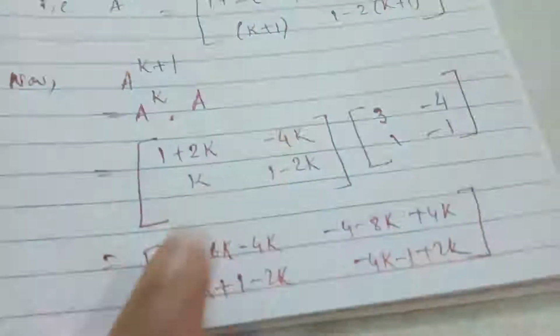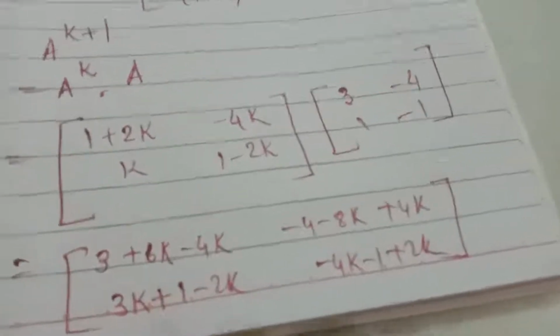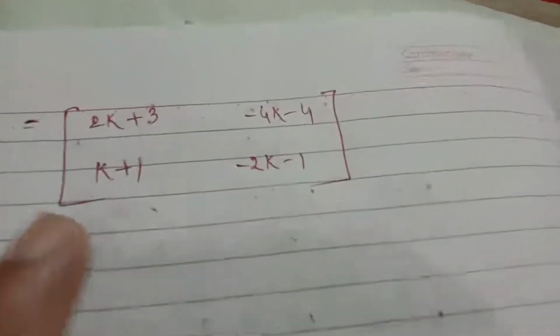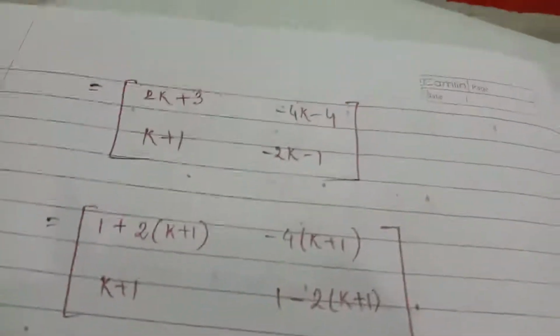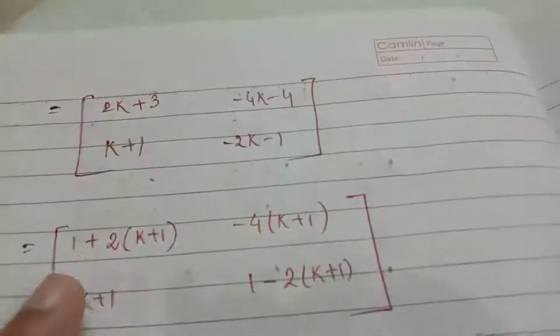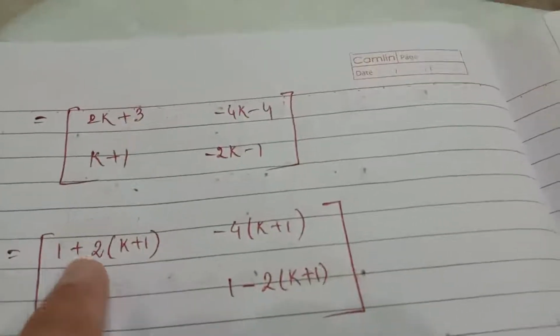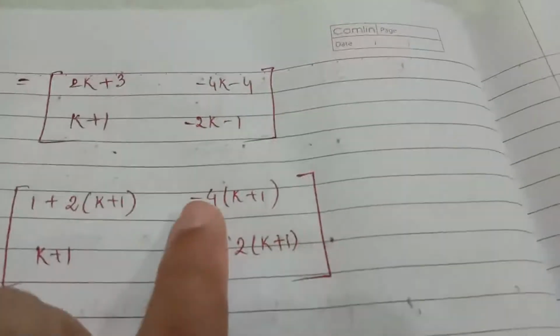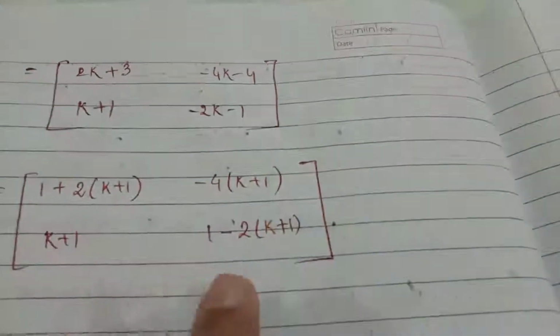Multiplying these two matrices, we get this into this equal to this, and simplifying we get the product A to the power k plus 1 equal to this one. Now this matrix can be written in this form: 2k plus 3 we can write as 1 plus 2 into k plus 1, minus 4k minus 4 we can write as minus of 4 into k plus 1, and so on.